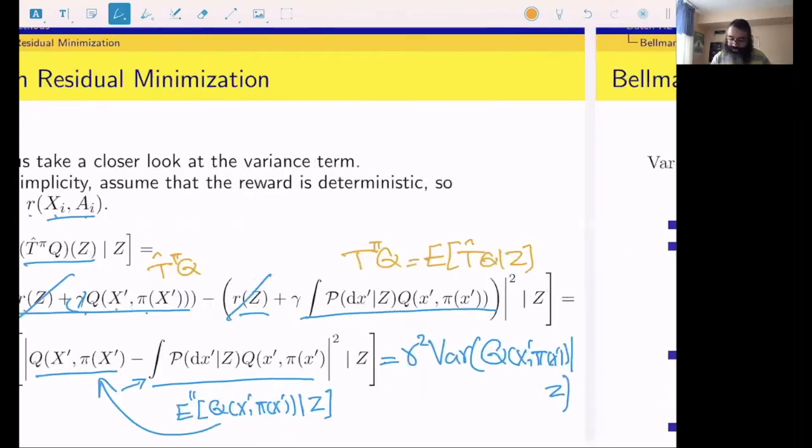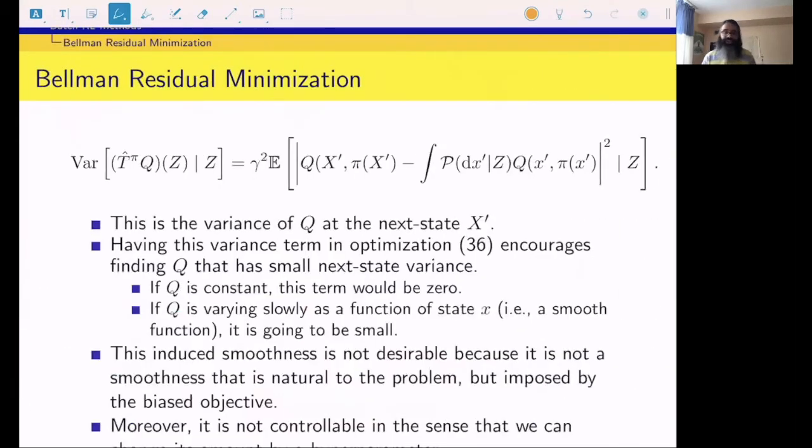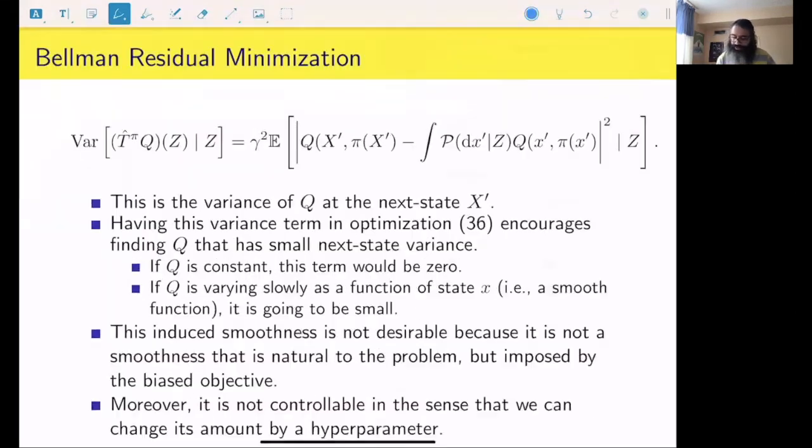So we have this variance term, which is essentially the variance of Q at the next state. And we know that in that optimization, because the variance depends on Q, it changes the minimum function Q that we would find if the dynamics is stochastic. So let's see, basically a few points. Here, this is the variance of Q at the next state X prime.